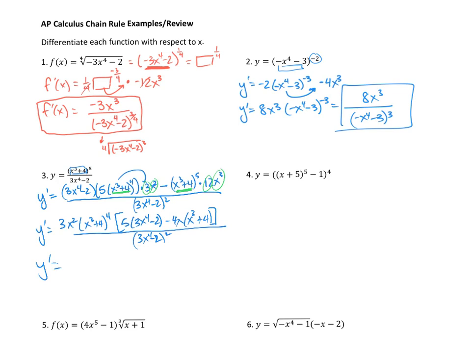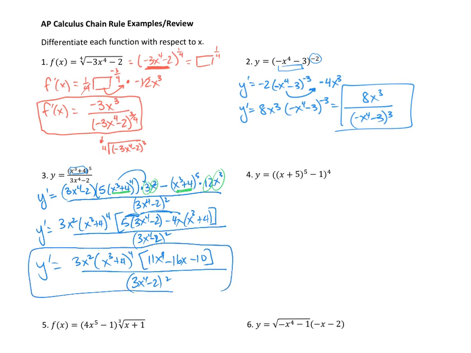Cleaning this up a little bit further by foiling here, combining like terms, we will end up with 3x squared times x cubed plus 4 to the fourth power. And all of this, when you FOIL it out, or distribute it, I should say, and then combine like terms, you'll end up with 11x to the fourth minus 16x minus 10 all over this 3x to the fourth minus 2 squared. And we'll just leave it in that form.